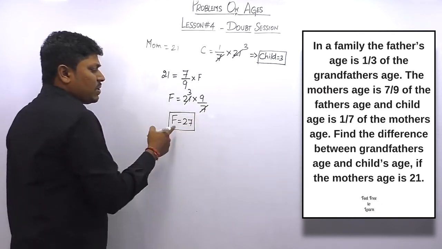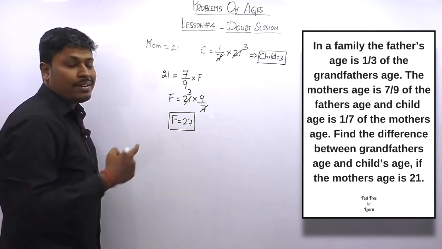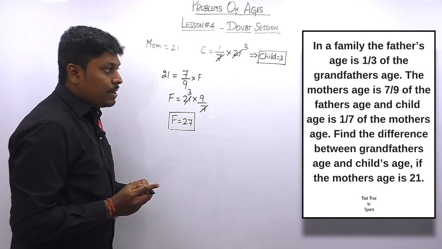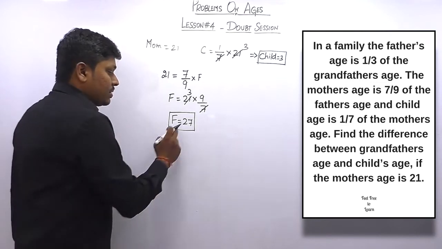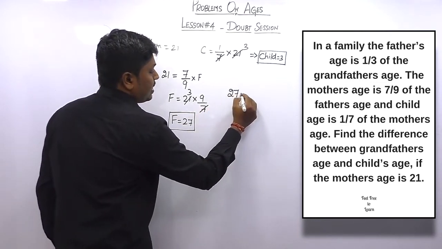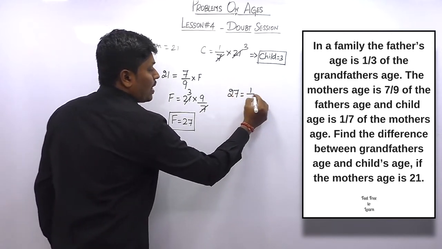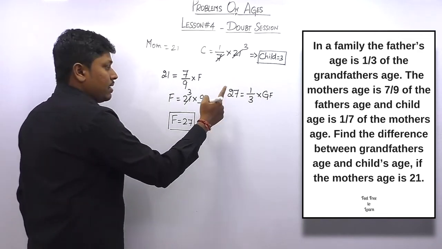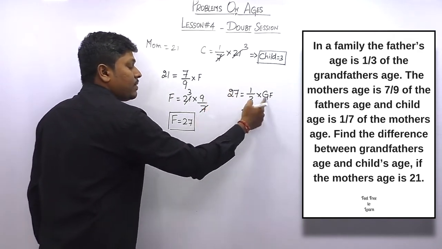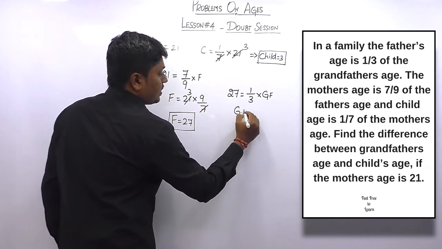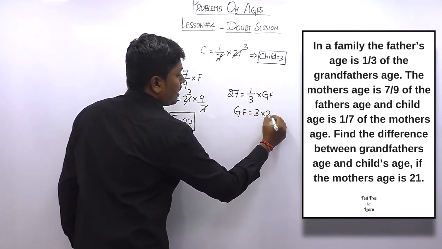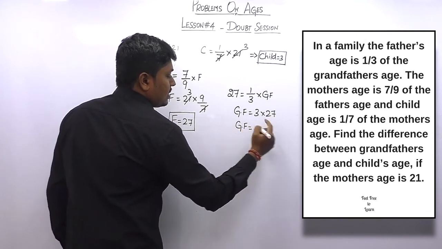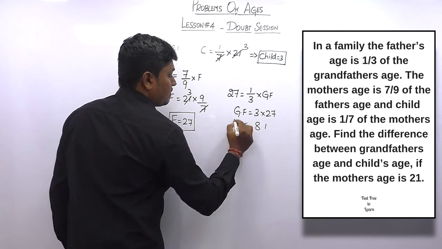So our target is not to find the father's age, our target is to find the grandfather's age, right? The first point they are saying is, in a family, father's age is 1/3 of the grandfather's age. So father's age, 27, is equal to 1/3 of the grandfather's age. Don't put 1/3 here, it is wrong, because father's age is 1/3 of grandfather's age. So grandfather is equal to 3 into 27. So grandfather is equal to 81, right? 7 3s are 21, 2, 6 and 81.